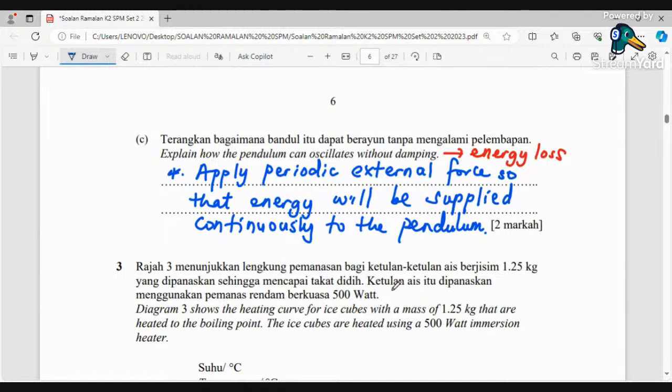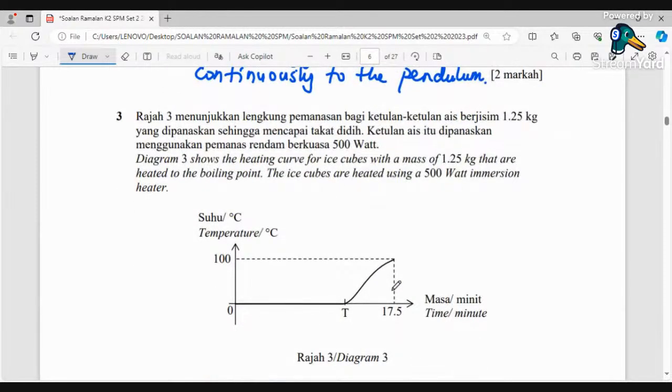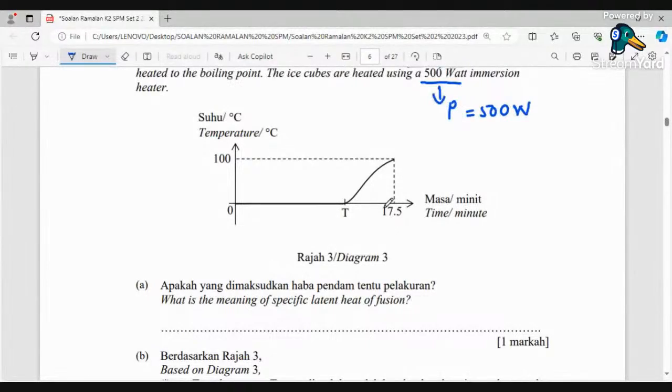Okay, 2 markah. Number 3, diagram 3 shows heating curve for ice cube. Mass 1.25 kg that are heated for the boiling point. The ice cube are heated using 500 watt. Okay, highlight kan semua main information yang dia bagi. Okay, kalau watt ni apa? Power. Okay, 500 watt.